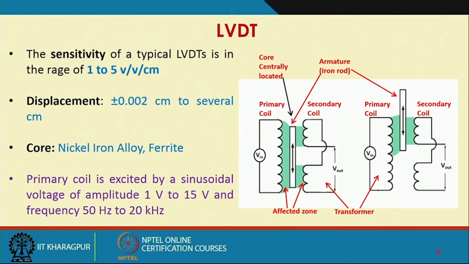This figure clearly explains the working of the LVDT. You have a primary coil and you have two secondary coils connected in series opposition.